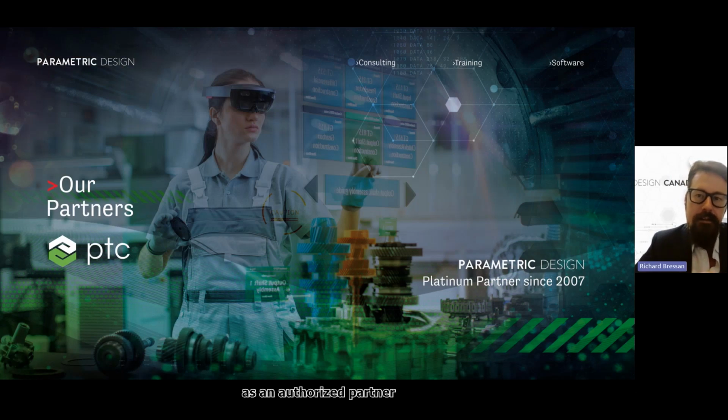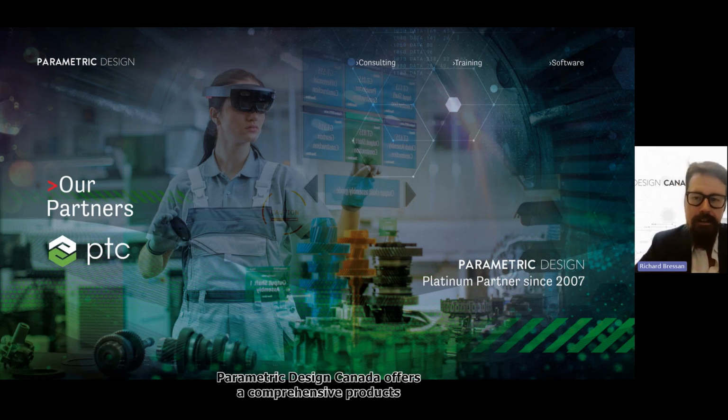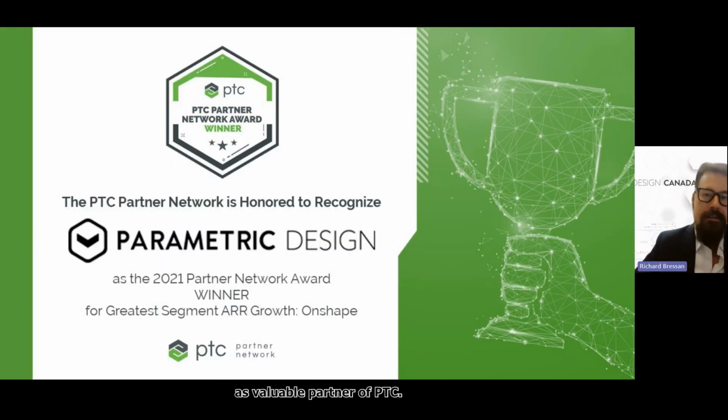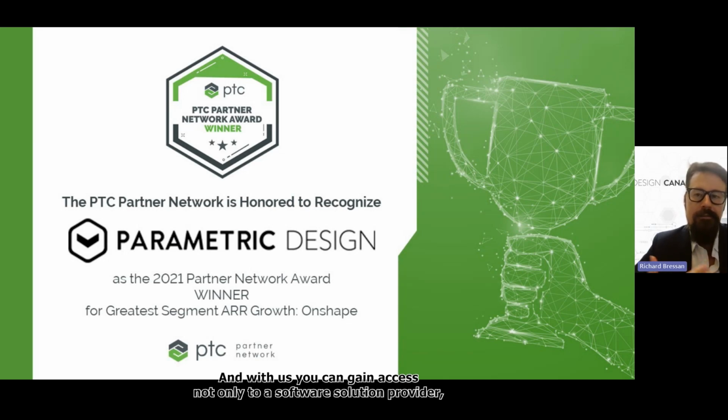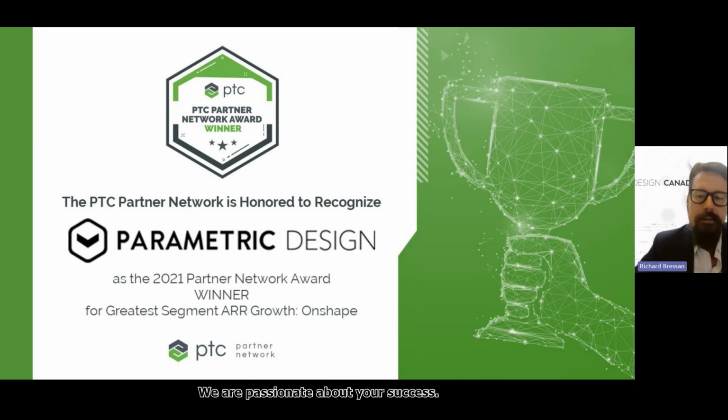As an authorized retailer and partner for an esteemed software provider such as PTC, Parametric Design Canada offers a comprehensive product suite to meet your requirements. Our range of solutions includes CAD 3D, PLM, ALM, augmented reality solutions, and industrial Internet of Things. We are recognized as a valuable partner of PTC, and with us, you can gain access not only to a software solution provider, but also to a dedicated team of professionals who are passionate about your success.